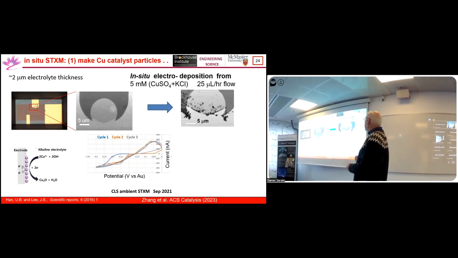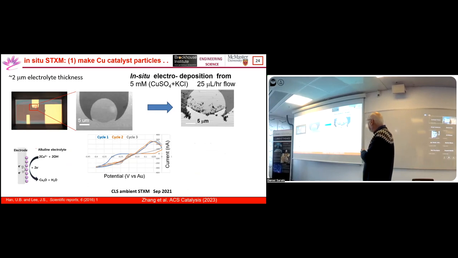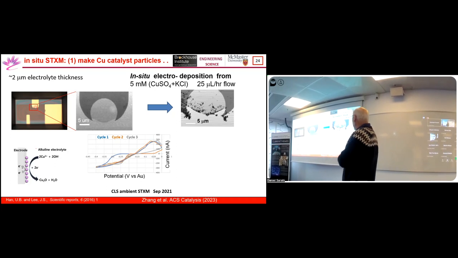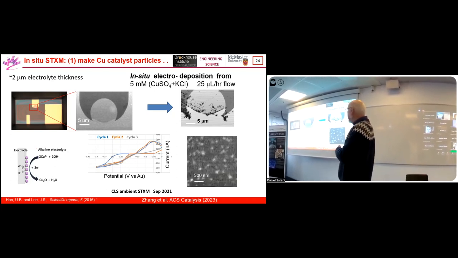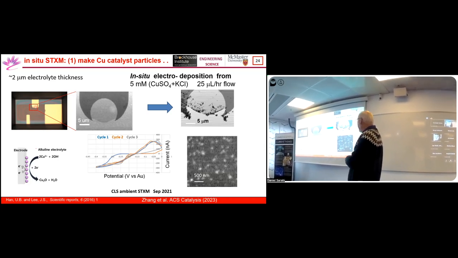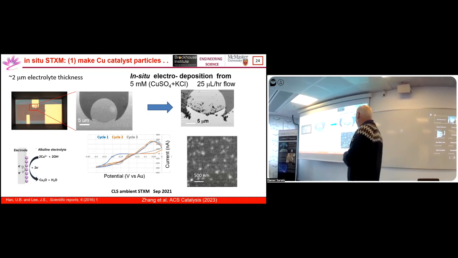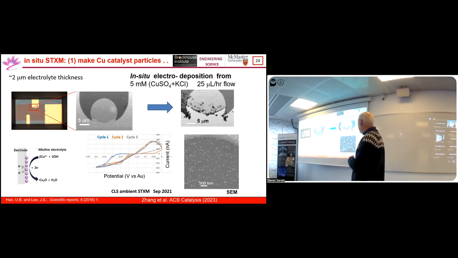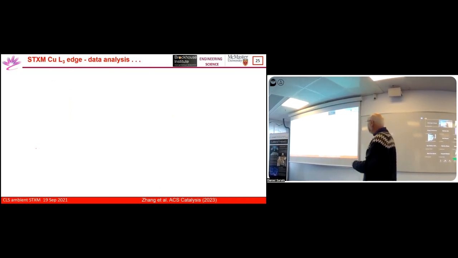And by doing an electrodeposition, running a short CV with a dilute solution of copper sulfate and potassium chloride with a low flow rate, we can get these particles depositing. And if we do the same experiment, same conditions, ex situ without the constraints of the small, thin layer electrolyte, we get a few hundred nanometer particles. Again, we're limited by resolution there, but if we go to the STXM, look at the same particle, we're exactly in the same game. So we're looking at relevant materials.